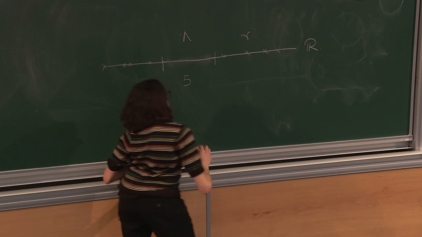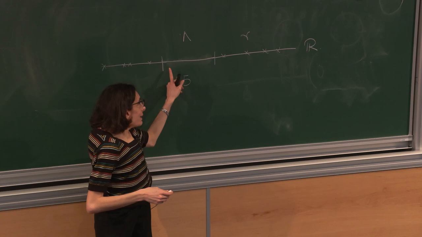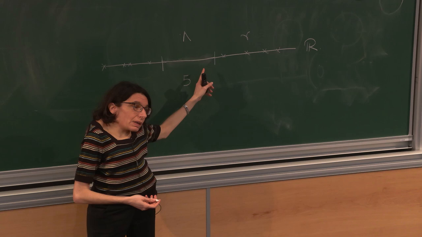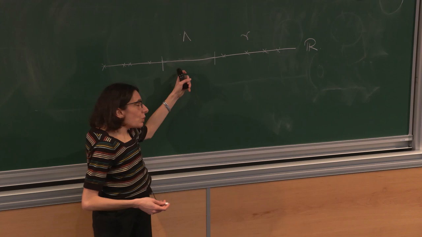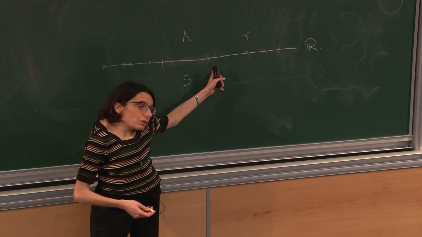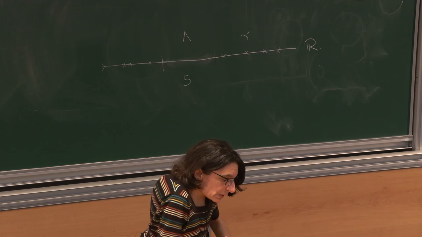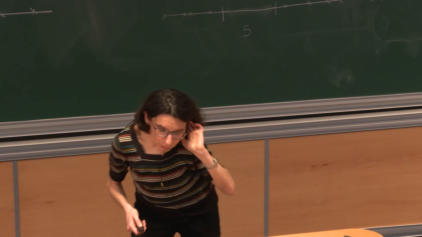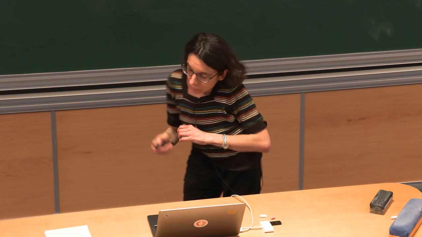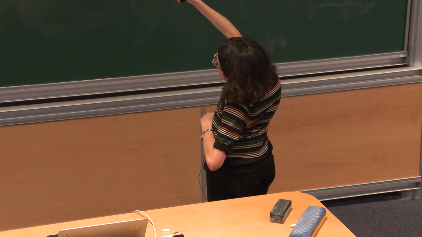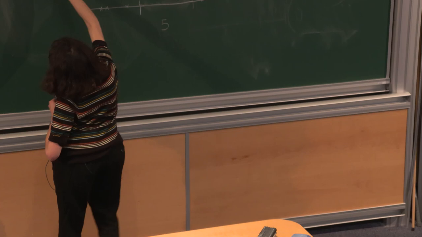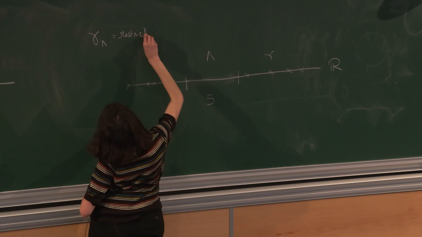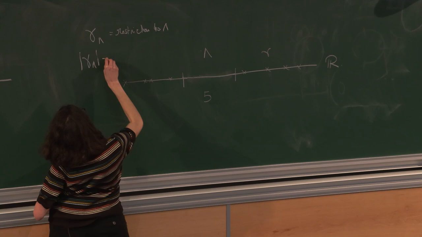Can I redraw a configuration inside, so that I keep the same law? Can I define the configuration inside lambda, knowing the exterior configuration and the number of points? It's a usual way of describing infinite volume Gibbs measures in statistical mechanics. So I denote it d sine beta of eta, knowing the configuration outside and the number of points. Gamma lambda is gamma restricted to lambda, and this is the number of points inside lambda.